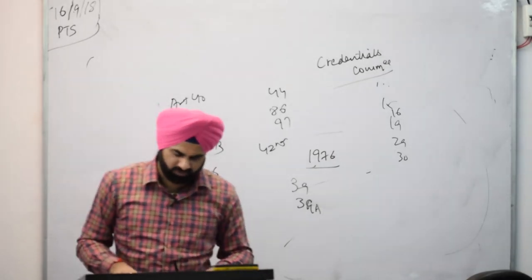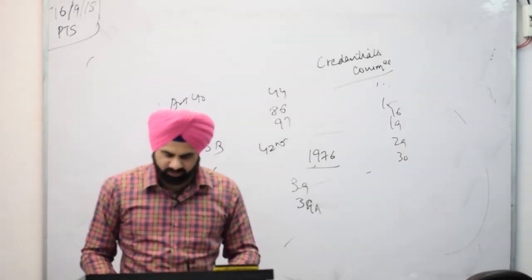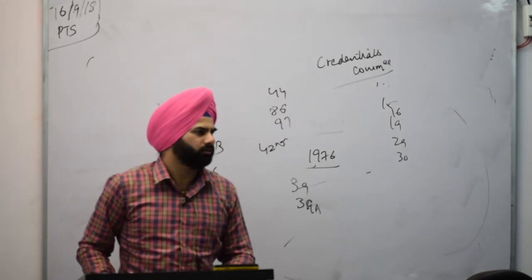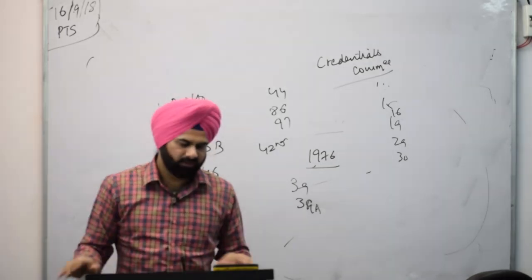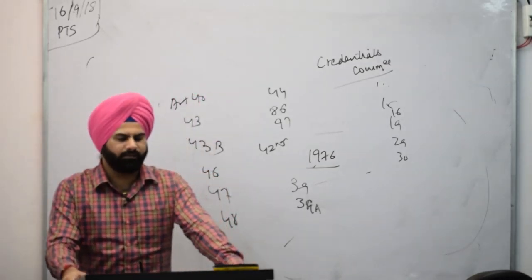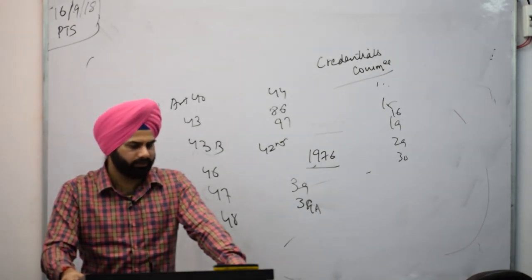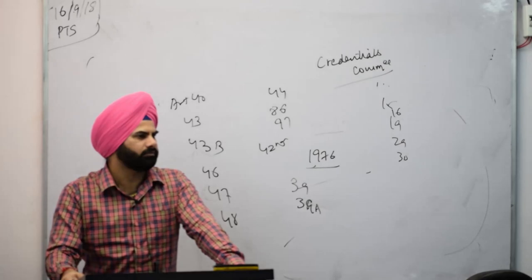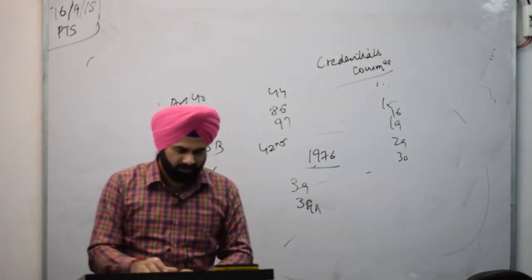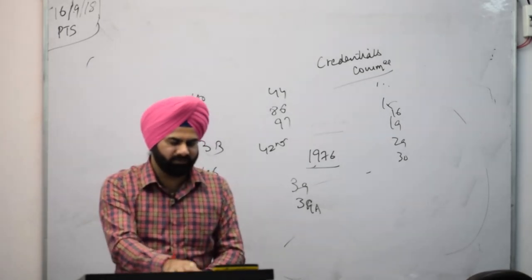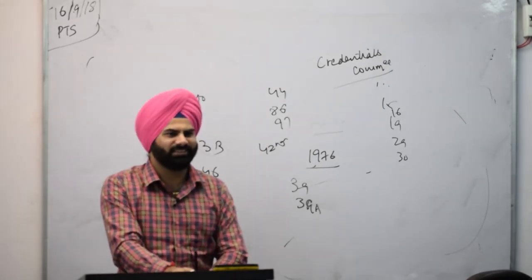Question number 45, who is the final authority to expound the meaning of the Constitution? Supreme Court, D. Question 46, which of the following writs can be issued against administrative authorities? How many say it is D? D, C, B. B is the answer.